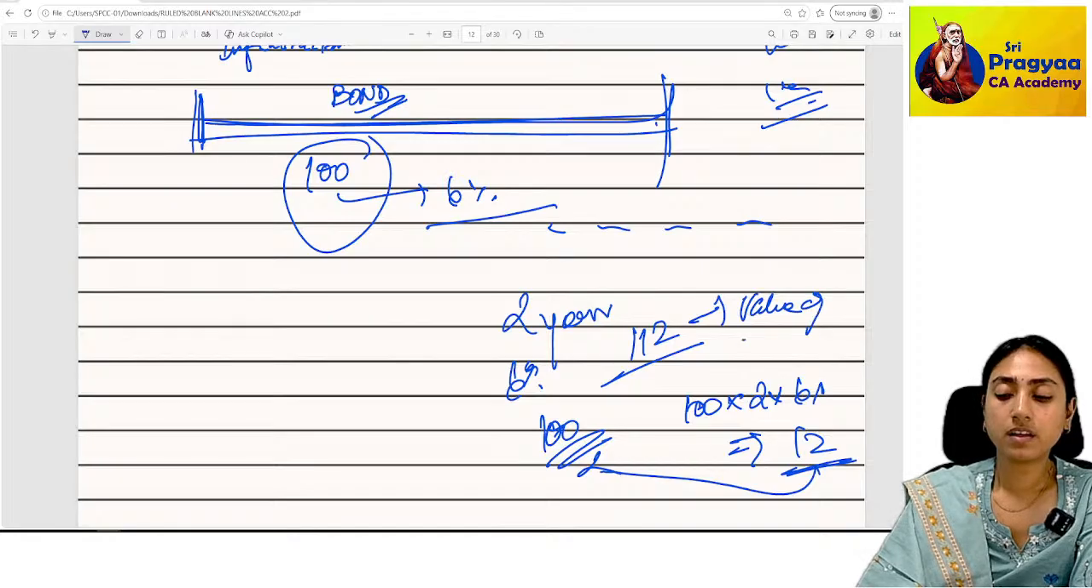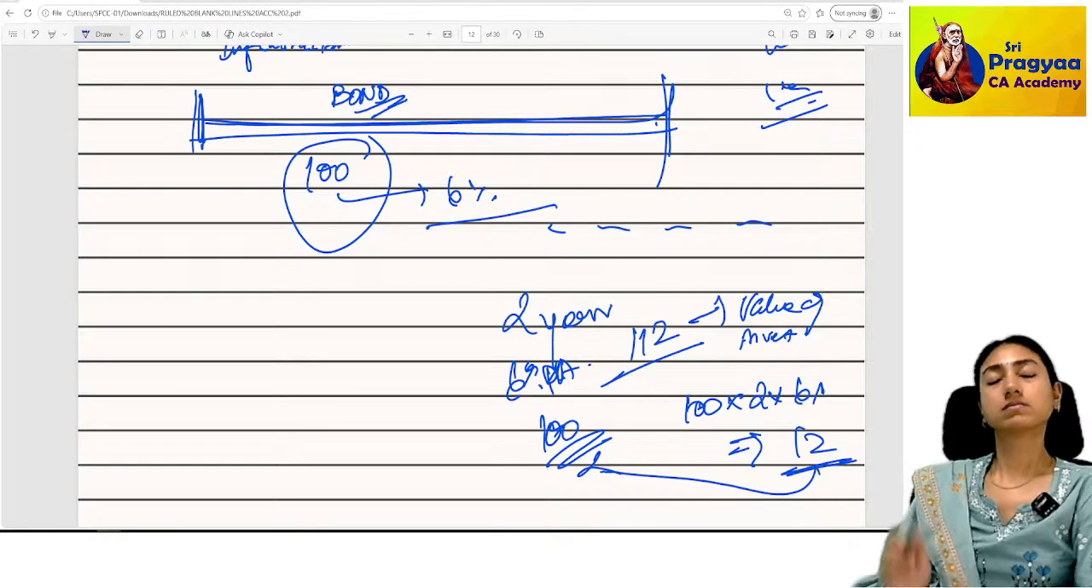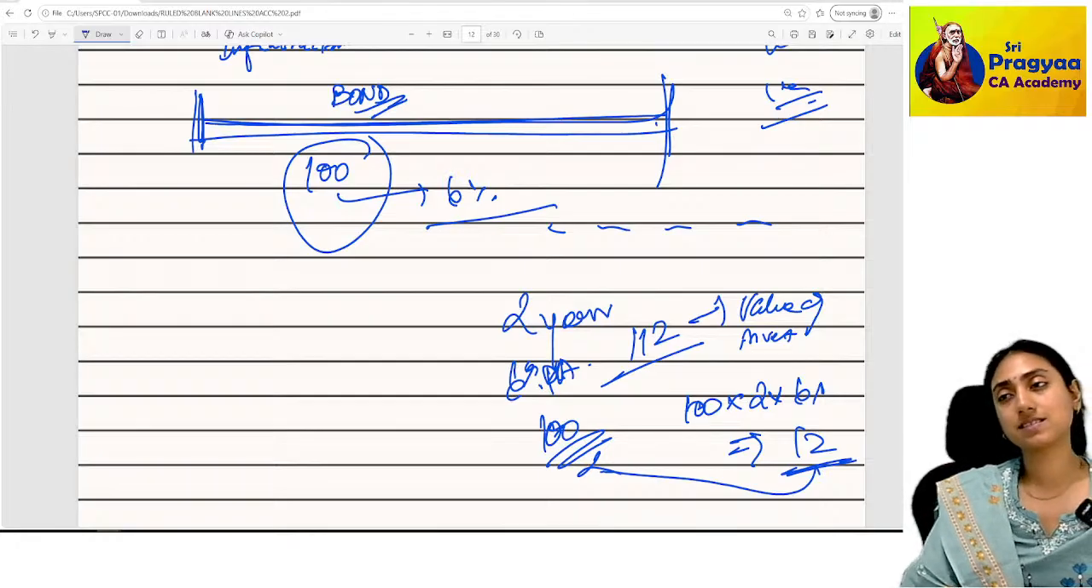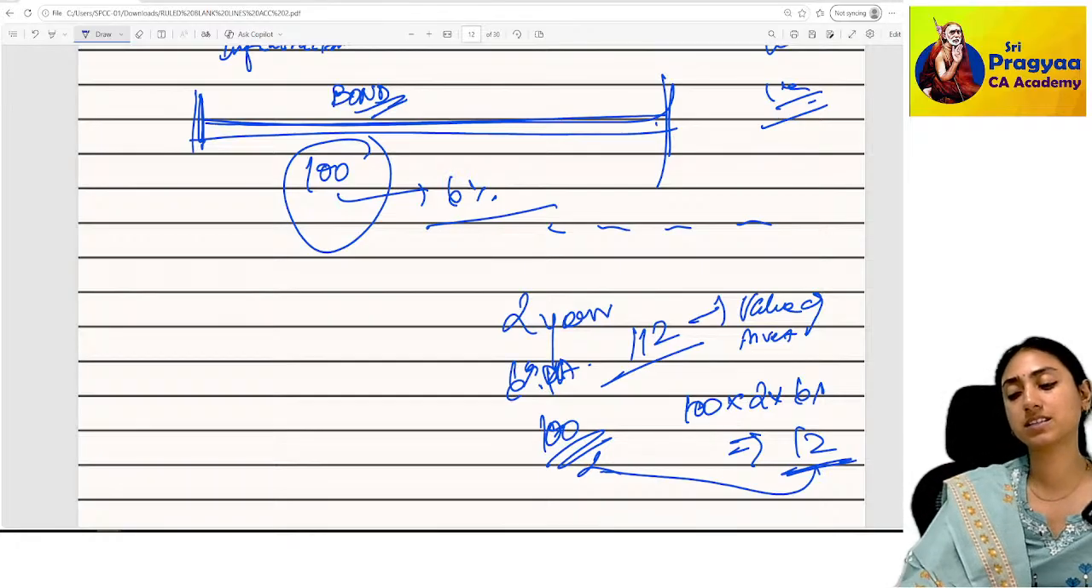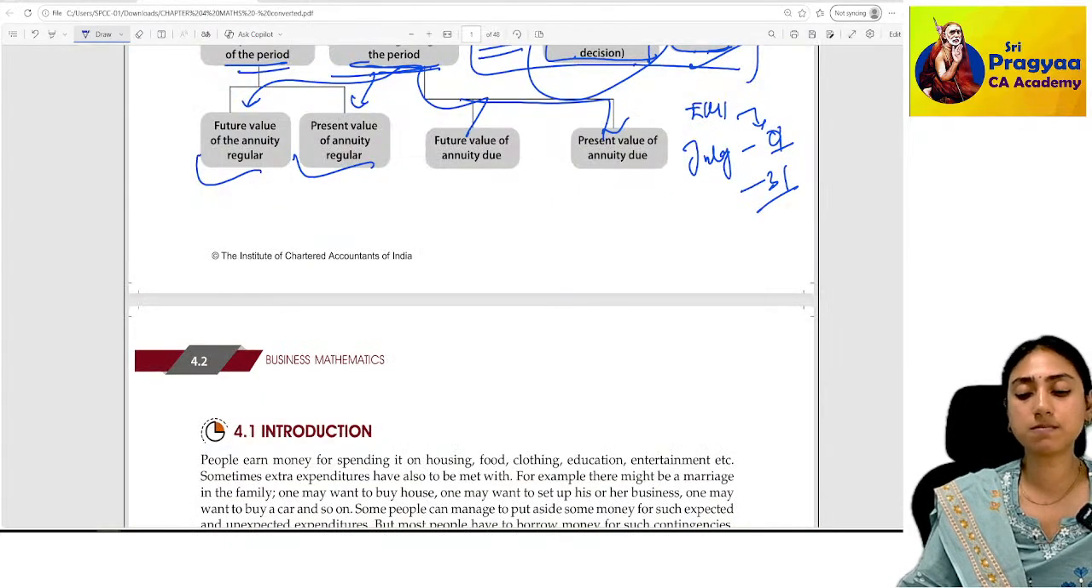For 1 year, it is 12 months. What I said here is 6% per annum. 6%, 6 rupees, for 2 years 12. Okay? So this is loosely simple interest.